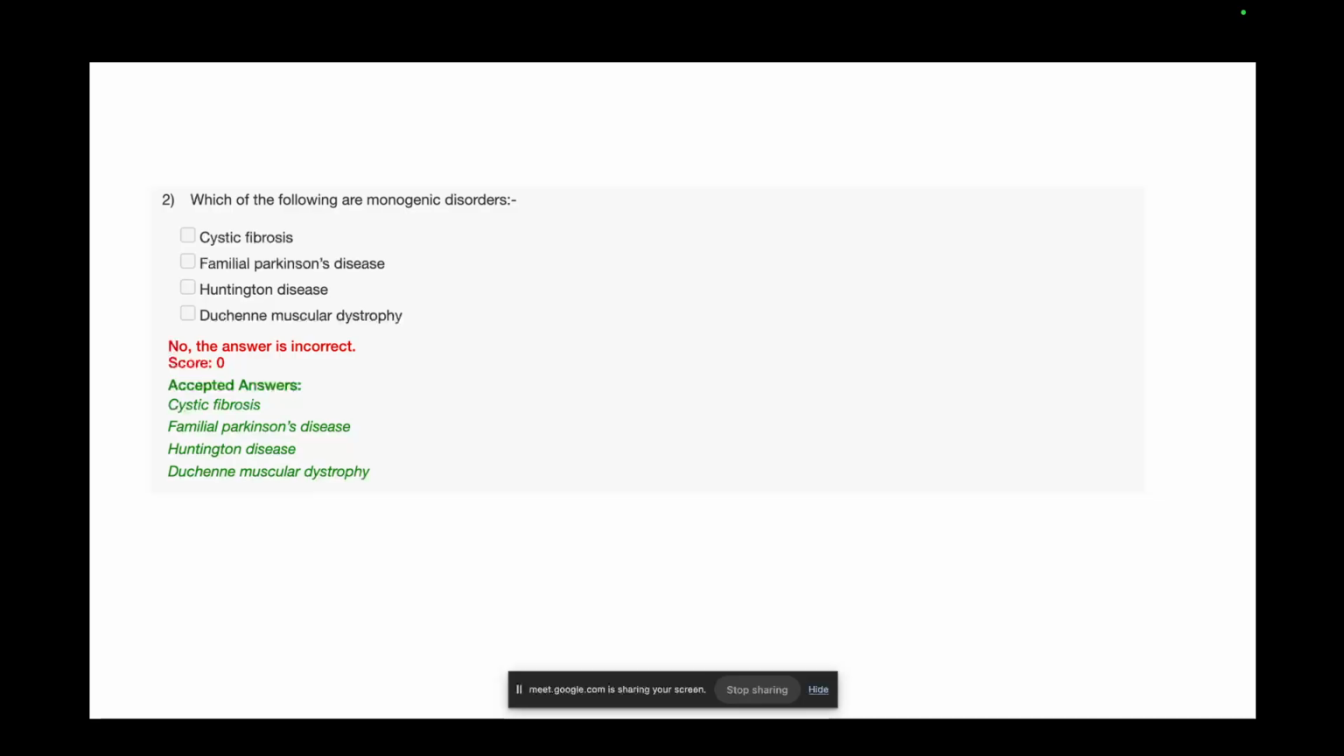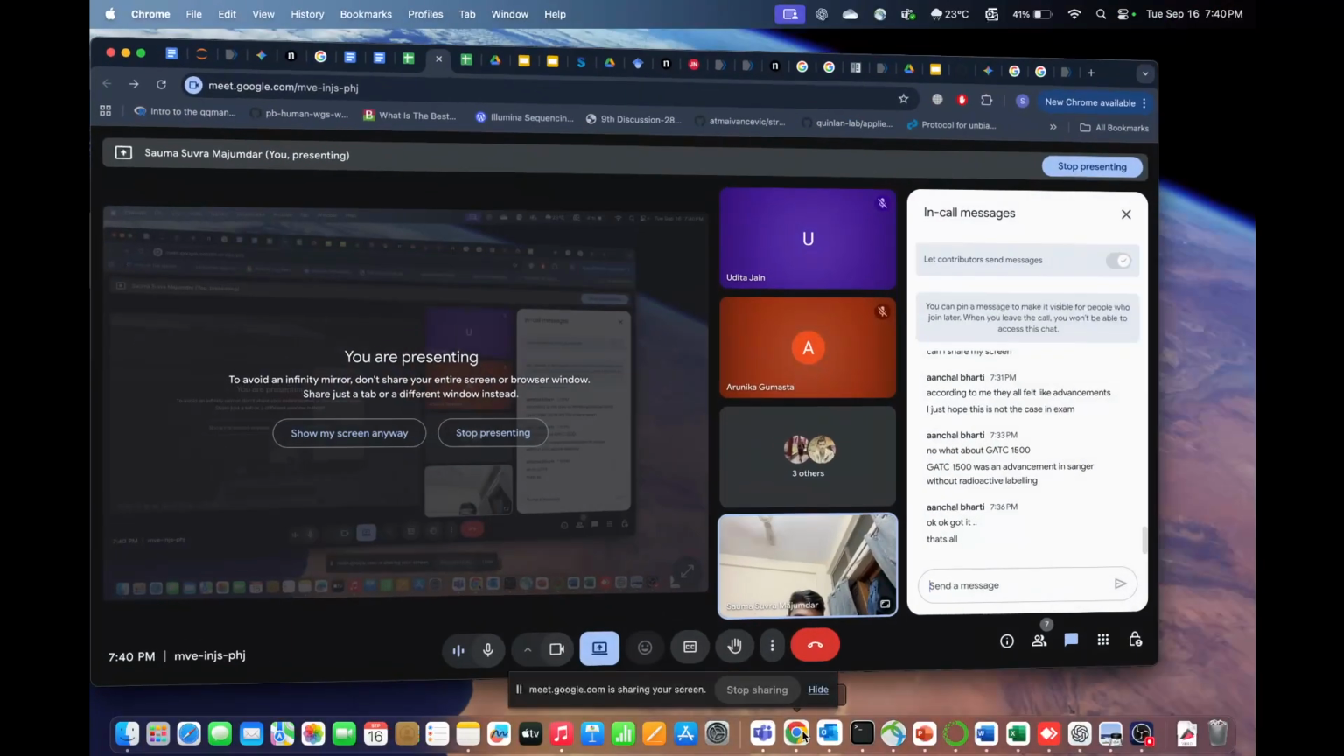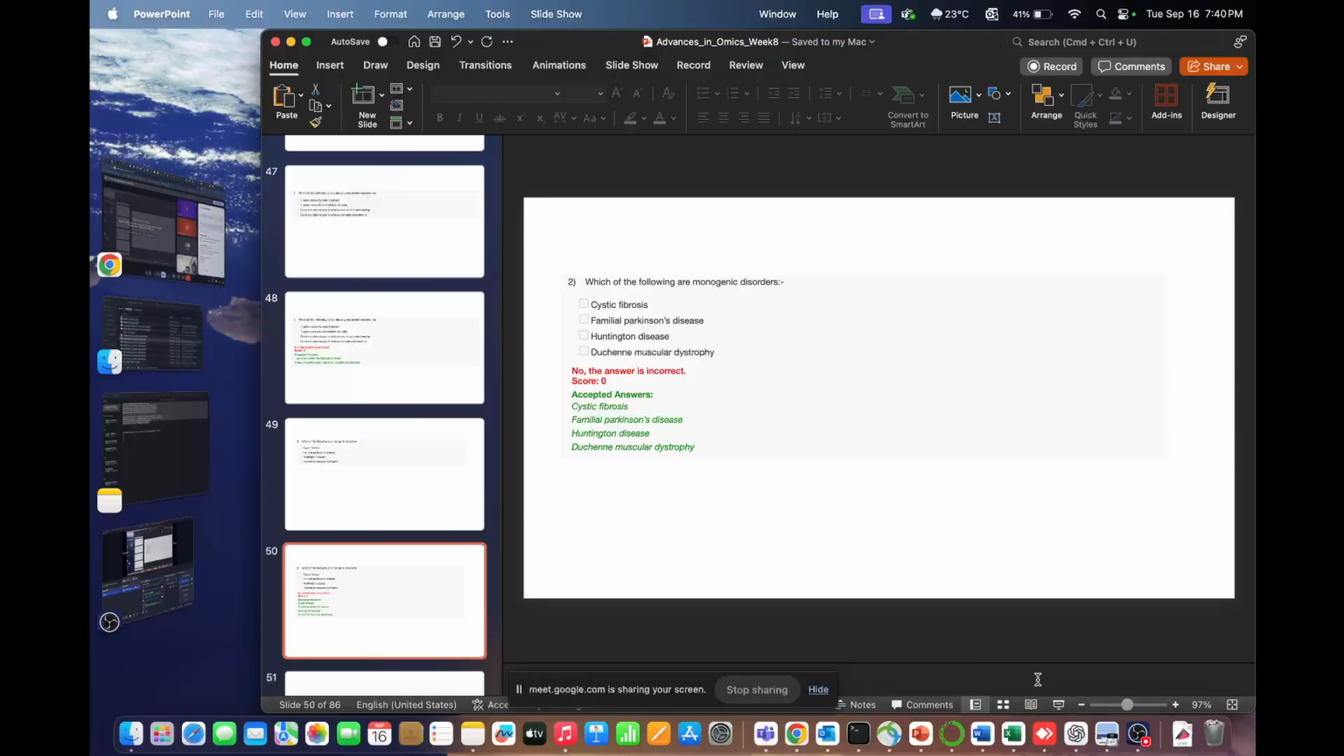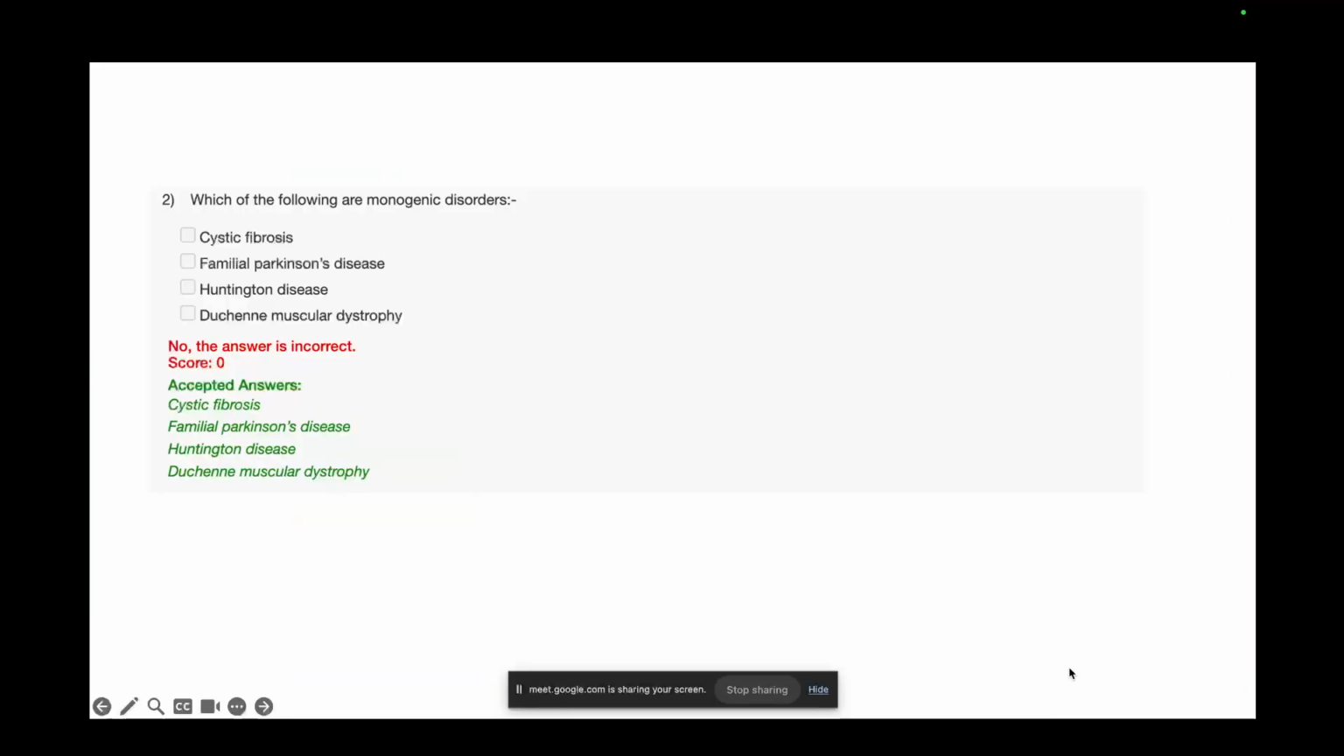All are monogenic. If you have any questions or doubts regarding this, please write in the comments, because I'll be quickly breezing through this as we do not have time to fully discuss it.